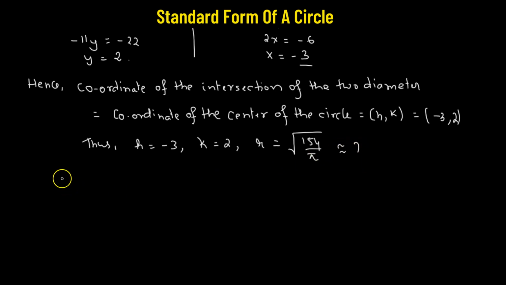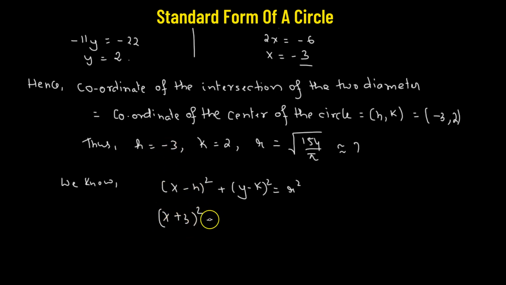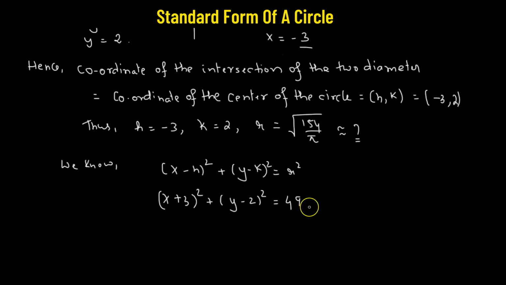Therefore, we can now use the standard form of the circle. So we know that the standard form is given by x minus h whole squared plus y minus k whole squared equals to the square of the radius. So we get x minus h, but h is -3, so we're negative of -3, so that becomes +3. We have x plus 3 whole squared plus y minus k, so that becomes y minus 2 whole squared, and square of the radius, so we'll use the approximate value of 7 squared, so that's going to be 49. So this is the standard form of the circle.